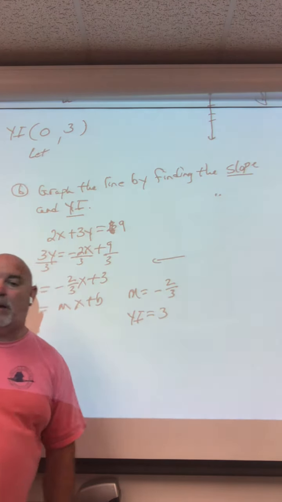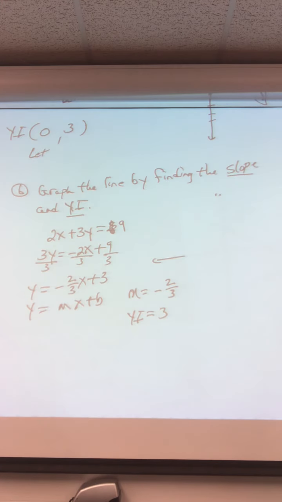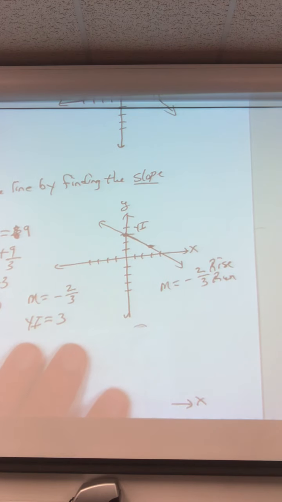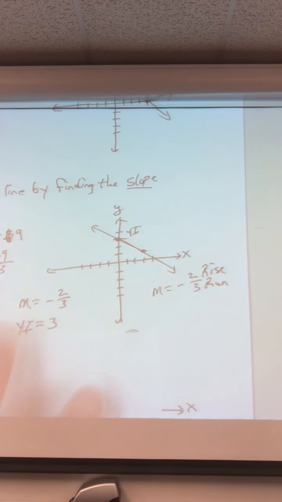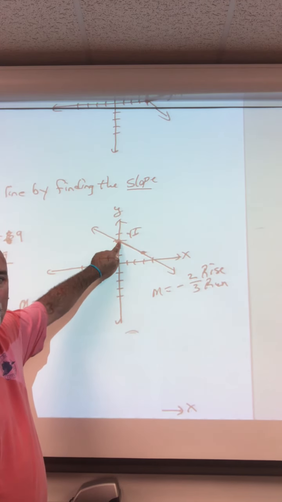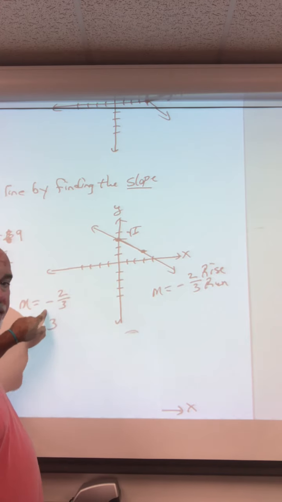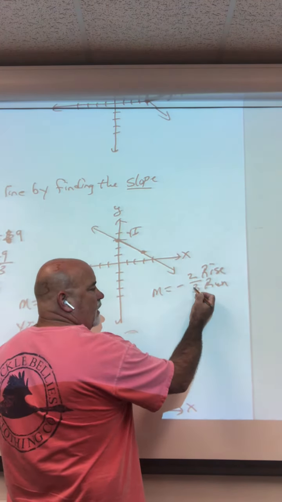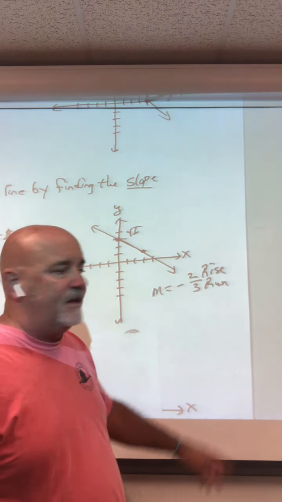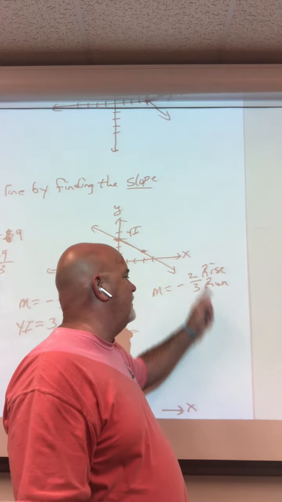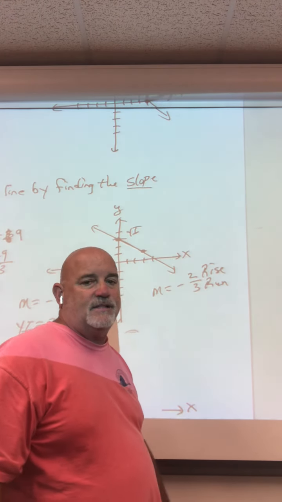First thing you do is you plot your y-intercept. So let me slide this over. So the y-intercept, right here, says the y-intercept's 3. Plot the y-intercept on the y-axis. Now, what did it say the slope was? It said the slope was negative 2/3. Now remember, by definition, slope is rise over run. So the rise is negative 2, the run is a positive 3.